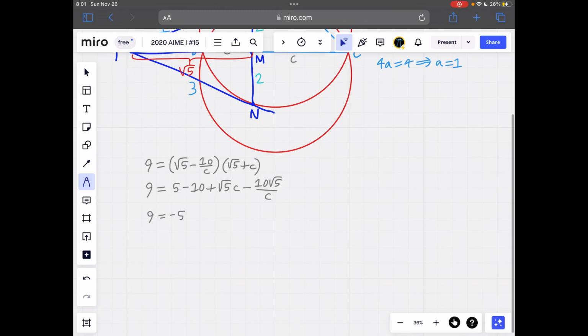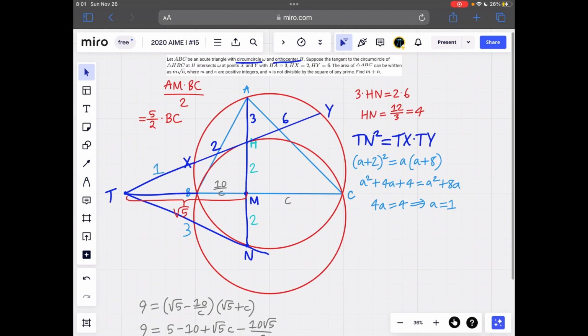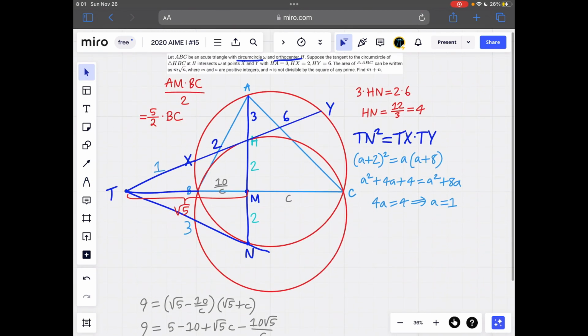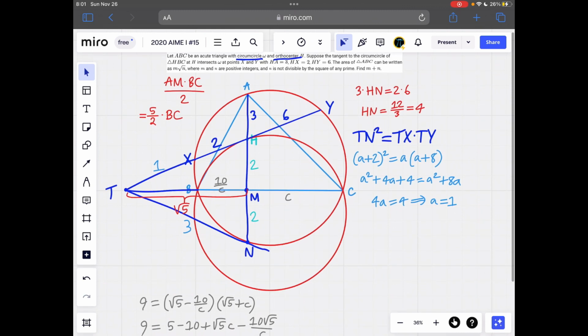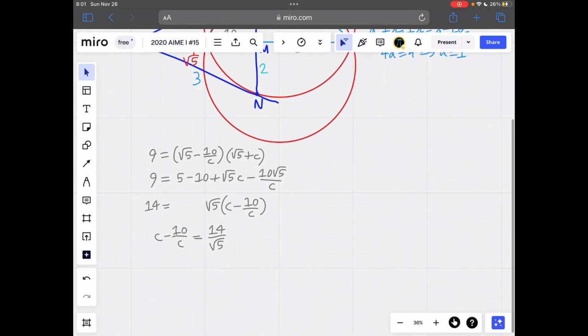So 9 is equal to negative 5 plus root 5 times c minus 10 over c. And if we delete the negative 5, we get that 14 is equal to root 5 times c minus 10 over c. So we have c minus 10 over c equals 14 over root 5 in the end. But we said we needed c plus 10 over c for BC, which would help us find the area of triangle ABC. Now, how can we get c plus 10 over c?